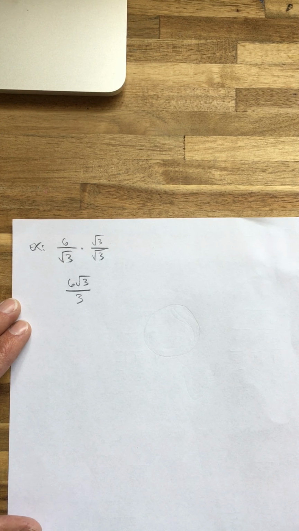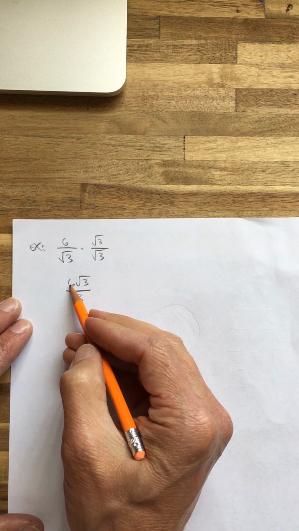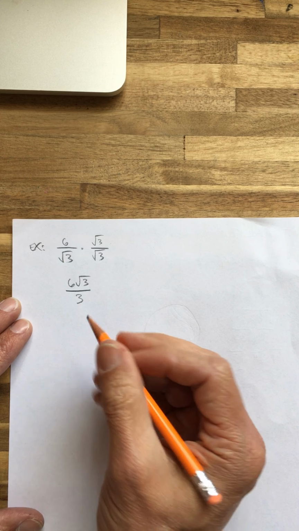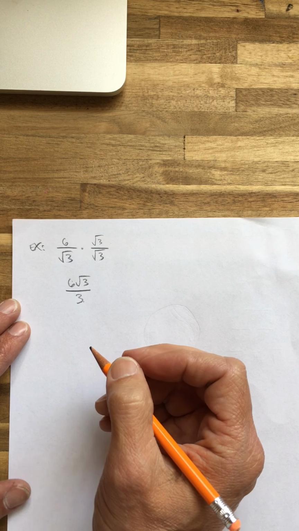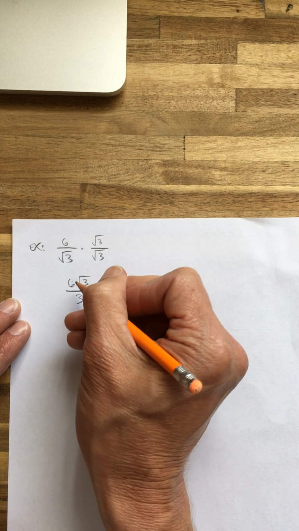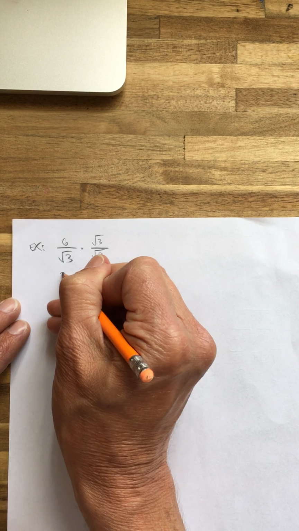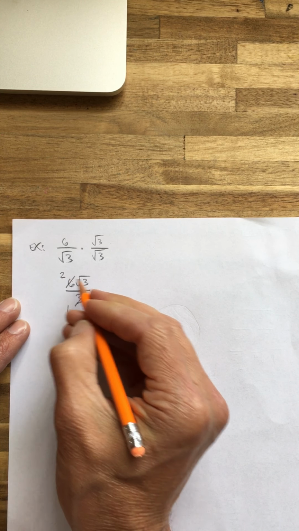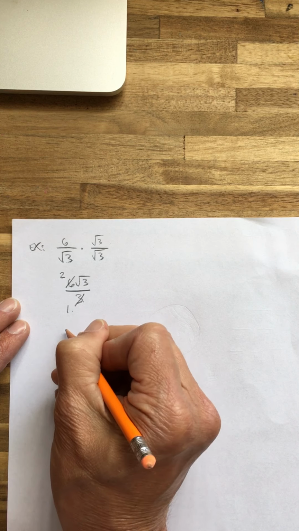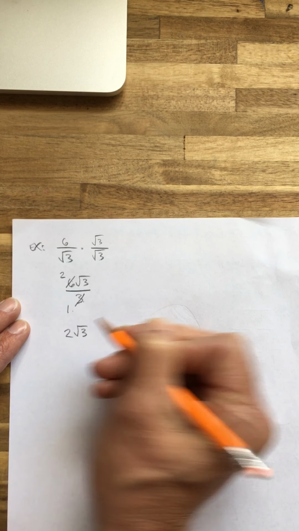All right, but now look. Notice there's a 6 in the numerator and a 3 in the denominator. Do you notice what they have in common? That's right, they are both divisible by 3. So 6 divided by 3 is 2. 3 divided by 3 is 1. And look what I get. I get 2 radical 3 divided by 1, or just 2 radical 3.